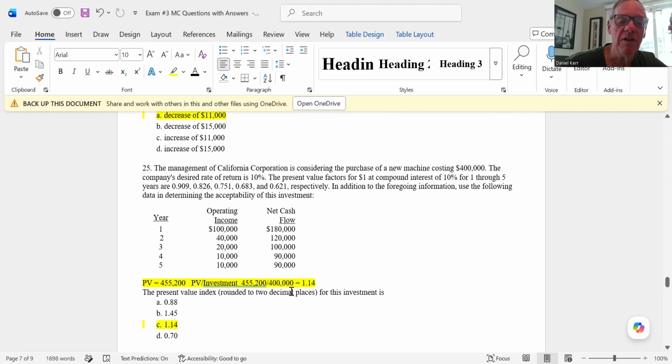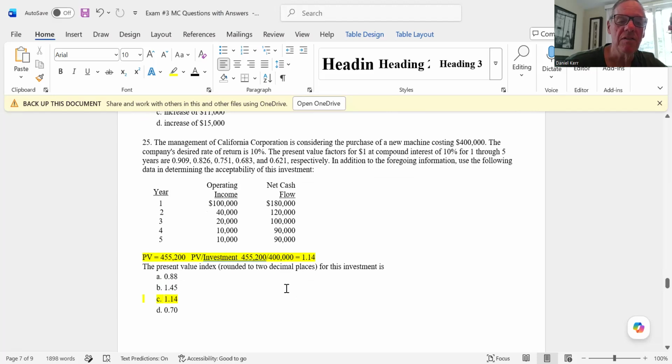So to get the present value index, you've got to come up with the present value of all these future cash flows. So for the net cash flows, you take 1,800 and multiply by 0.909. You take 120 and multiply by 0.826 and so forth using these factors. When you multiply out all these present values, you get a present value of 455,200. The amount of the investment is 400, so you get a present value index of 1.14. So the answer is C.